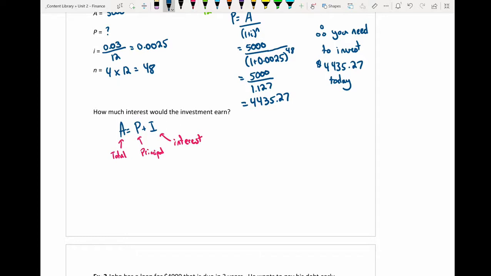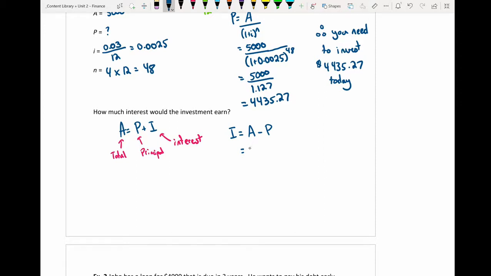So if we're looking for the interest, the interest is going to equal, in this case, the future amount minus the principal. Right? How much you have in the future minus what you started with will equal the interest. So we go through and calculate.